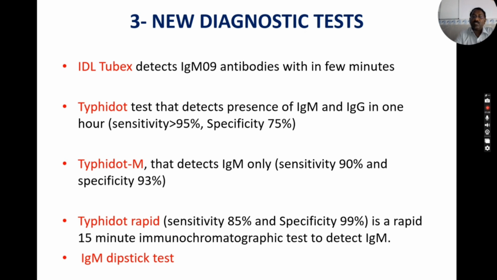Typhidot rapid. Here the specificity is 99%. It is a rapid 15-minute immunochromatographic test to detect the IgM. So all these are available right now. So along with the Widal test, if you are in doubt whether it's a false positive or false negative, you can subject them to this Typhidot or Typhidot rapid, where the specificity is nearly 90%.